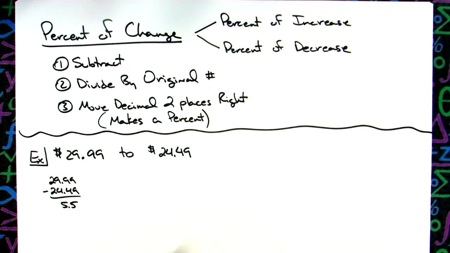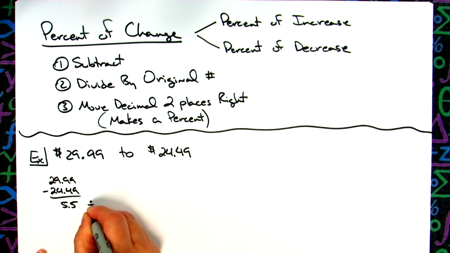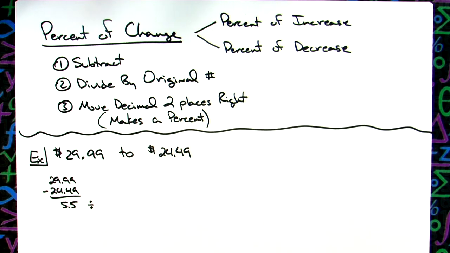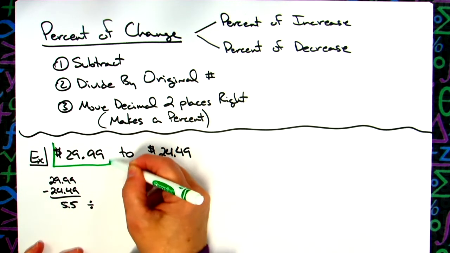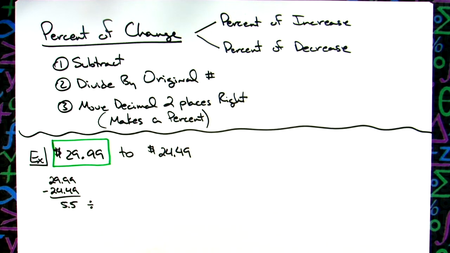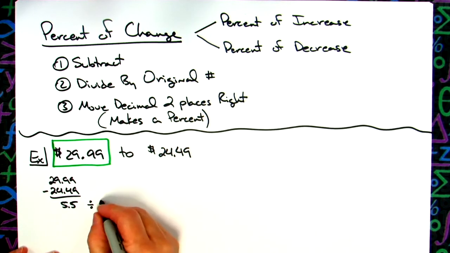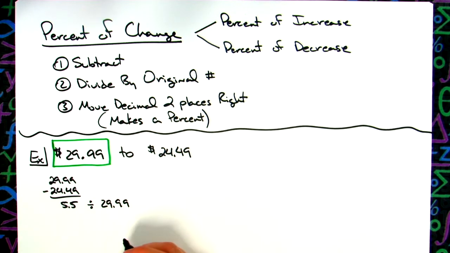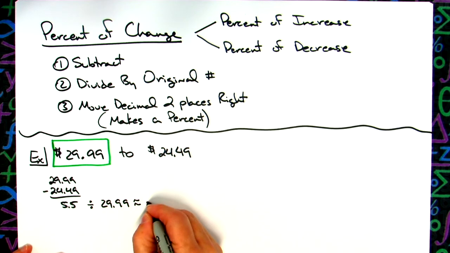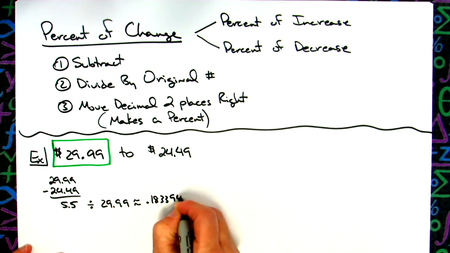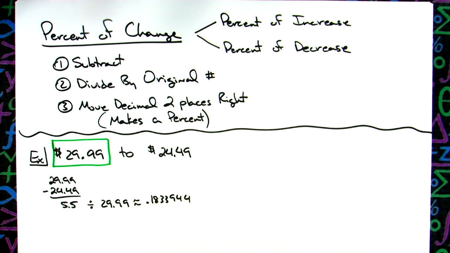All right, now you're going to leave that number in your calculator window. You're going to then divide by the original number. The original number means the number that you started with. All right, we started with $29.99. So leave the 5.5 in your calculator, hit divide, 29.99. You get a great big long decimal. All right, so I got 0.1833944, and that keeps going and going. Okay, so you will get every time a great big long decimal.